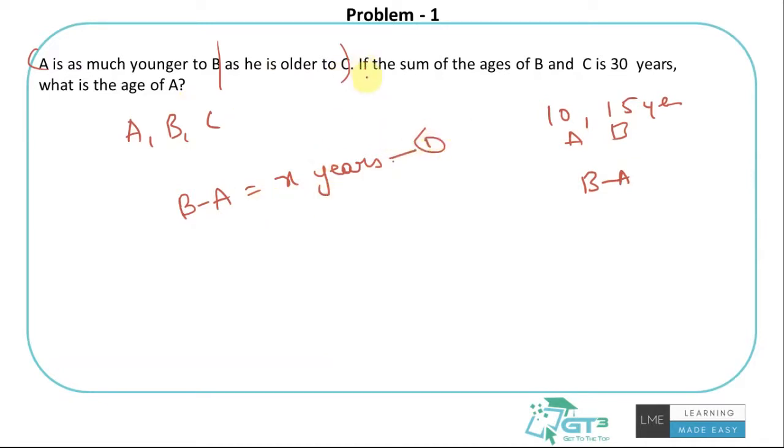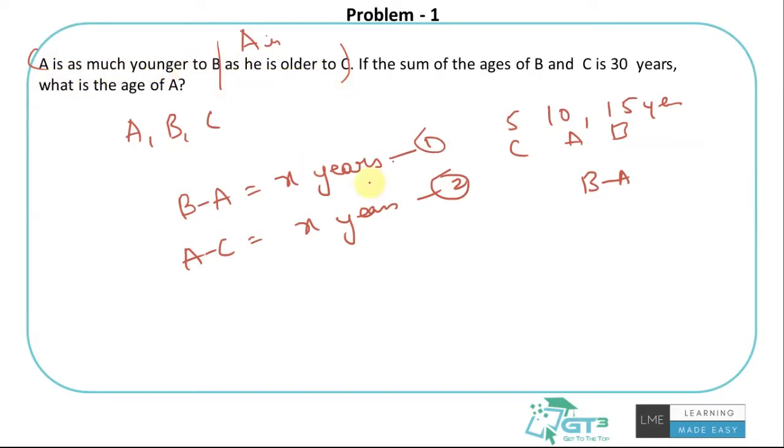Let's keep that aside. Older to C. That's basically saying A is older than C. So A is more than C. Let's say C is 5 years. A is more than C in age, so A is older than C. That is basically A minus C. So by how many years? It is also the same X years. Why? That's what the first clue basically says. It says A is as much younger to B as he is older to C.